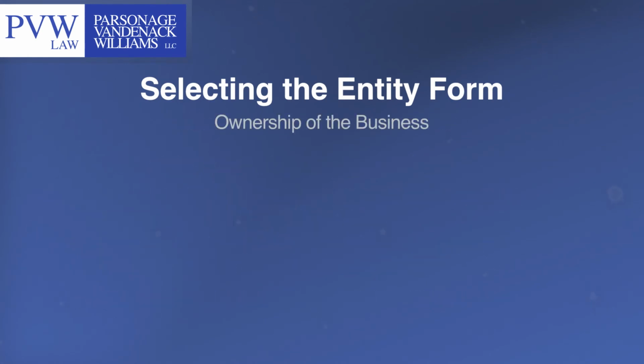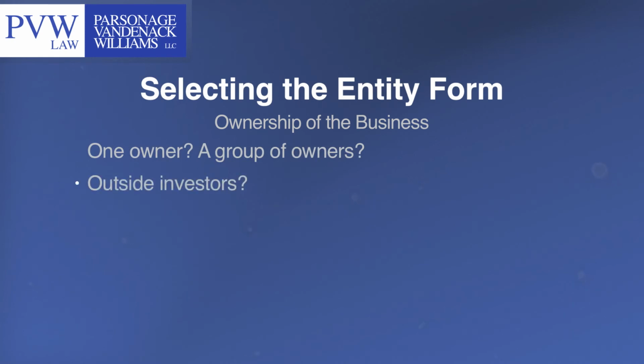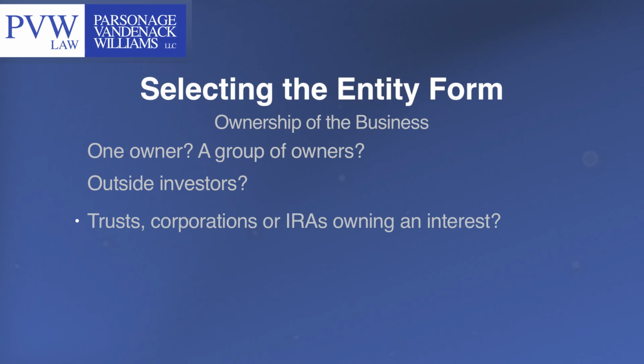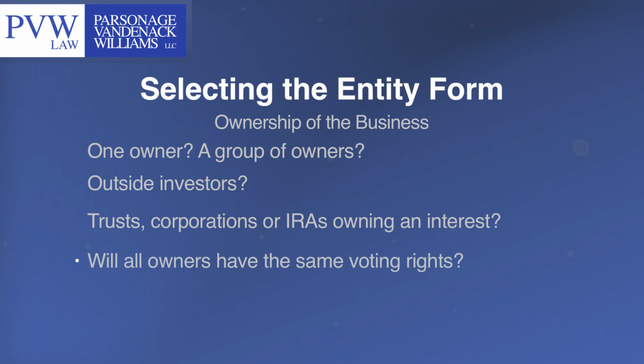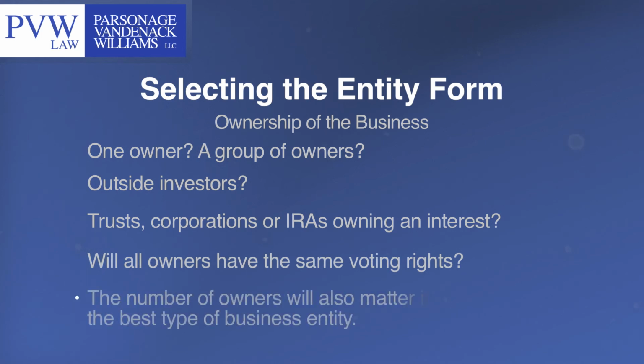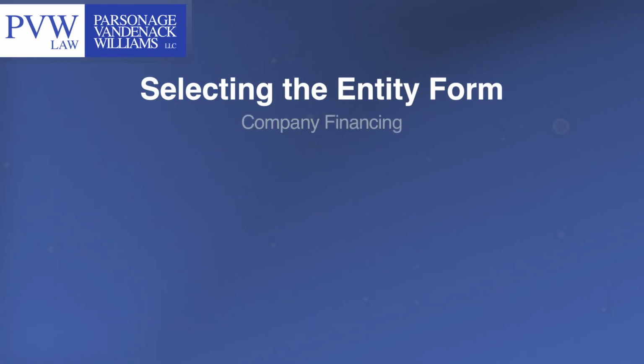You will also want to determine the ownership of the business. Will there be one owner or a group of owners? Will the initial owners seek outside investors? Will there be trusts, corporations, or IRAs owning an interest in the business? Will all owners have the same voting rights? In addition to the types of owners, the number of owners will also matter in determining the best type of business entity.